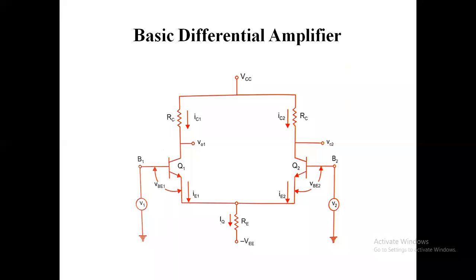This is the emitter section, and this is the base section, and these are the output terminals V suffix O1 and V suffix O2. This is the collector resistance. The current flowing through collector 1 is I suffix C1, and through collector 2 is I suffix C2, and the currents flowing through the emitters are I suffix E1 and I suffix E2. So this is a common emitter configuration. Here we have a common resistance for the emitter, R suffix E. The current flowing is I suffix Q. Is it clear?